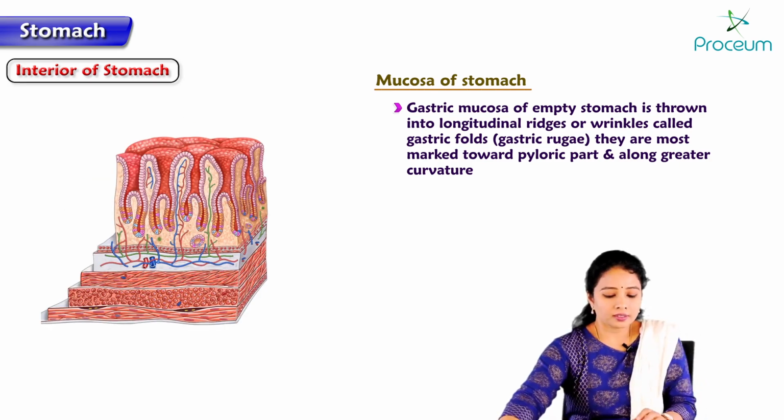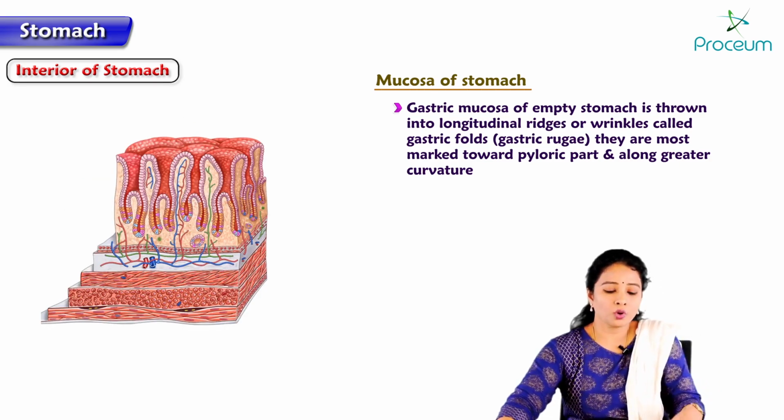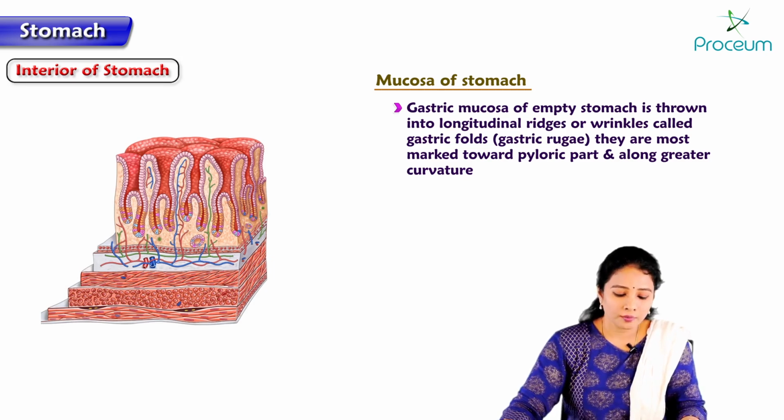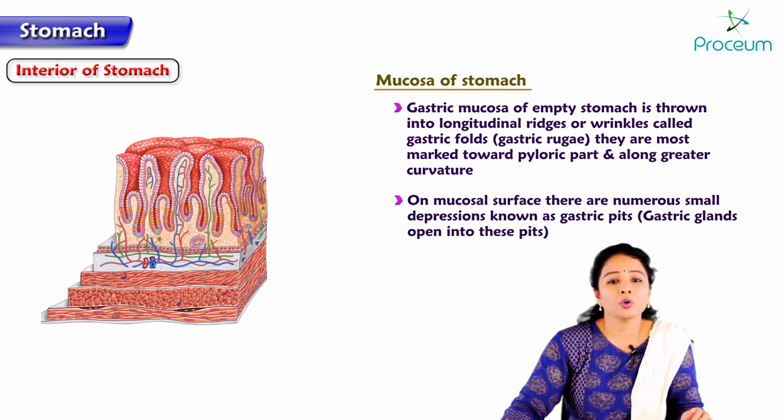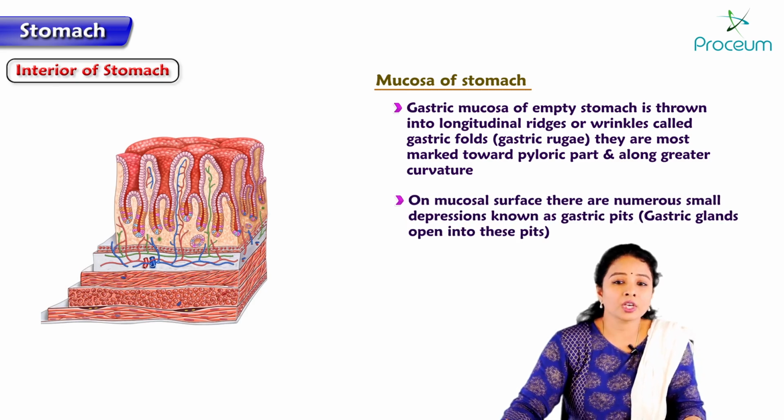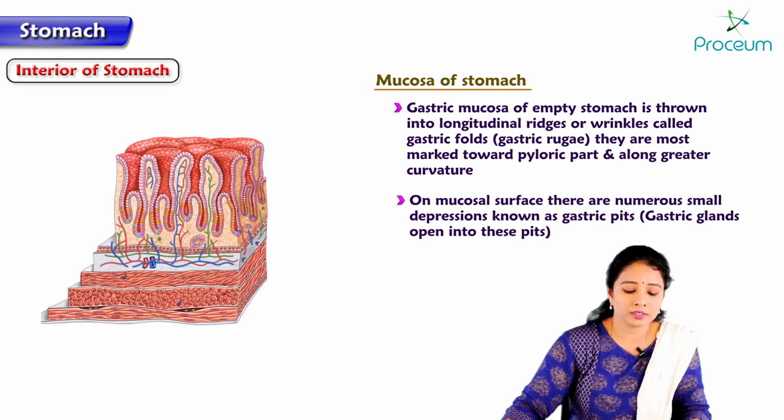So here is the schematic histological image of the wall of the stomach, where we can see numerous small depressions over the mucosal surface which are known as gastric pits.